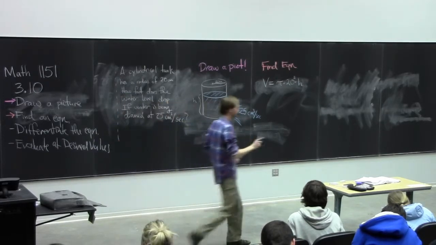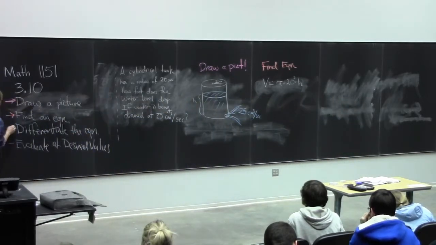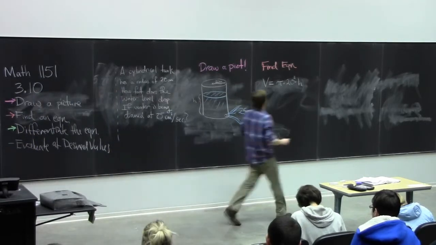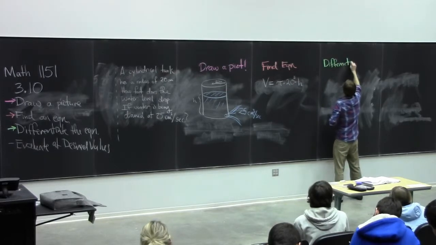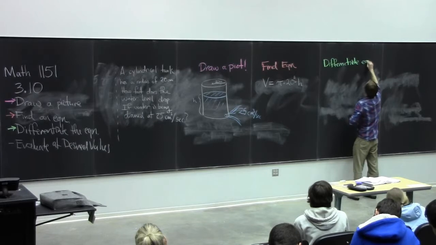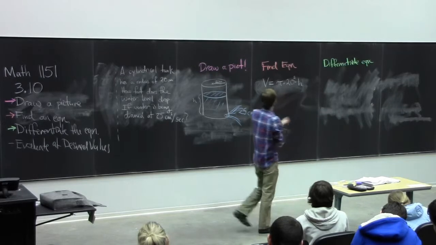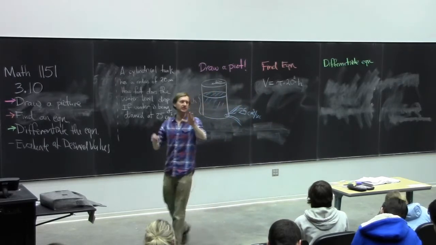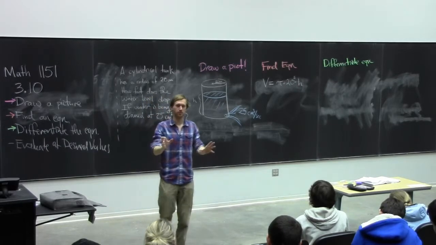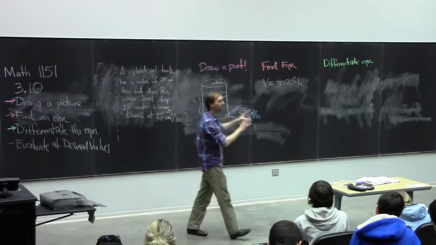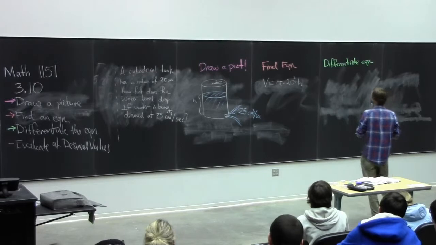Now, the next step is differentiate the equation. We're going to differentiate the equation. Okay, so now we use implicit differentiation. Now remember, implicit differentiation is just the chain rule. It's pretending that all these things are functions of time. Boy, time's the strangest thing in the universe.